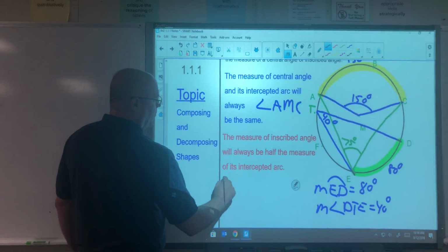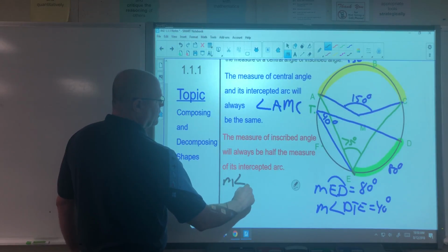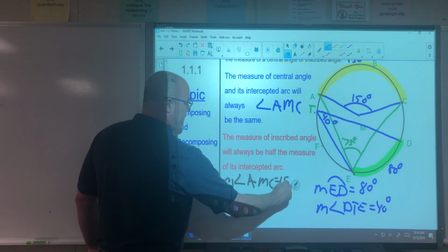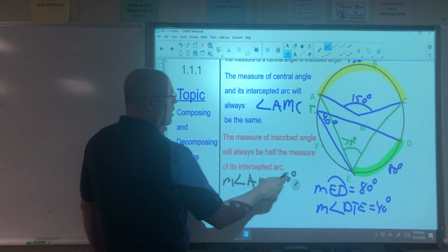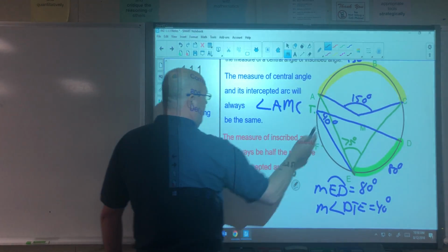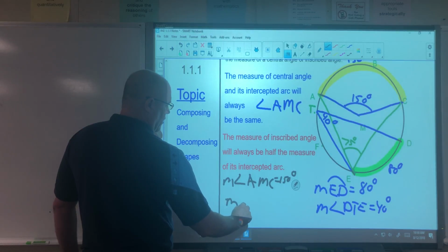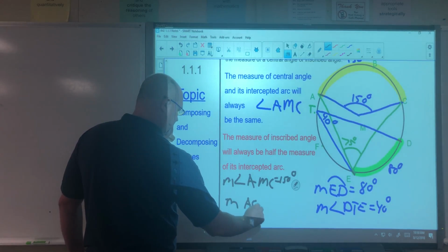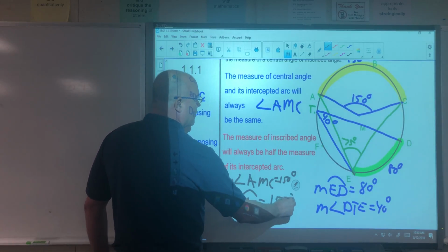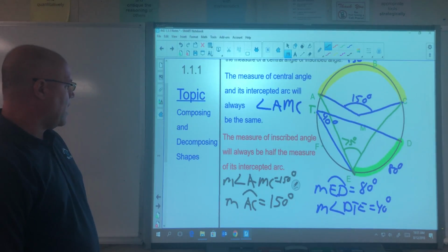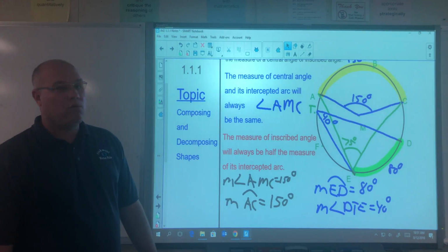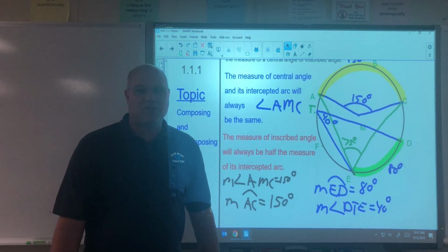I can tell you that the measure of the central angle AMC equals 150 degrees. And I can tell you the arc is going to be a minor arc because it's less than 180. It's 150, so it's a minor arc. So the measure of arc AC equals 150 degrees. That's how you'd write it. So that should be the end of your 1.1.1 notes for Integrated Math 2. Thank you.